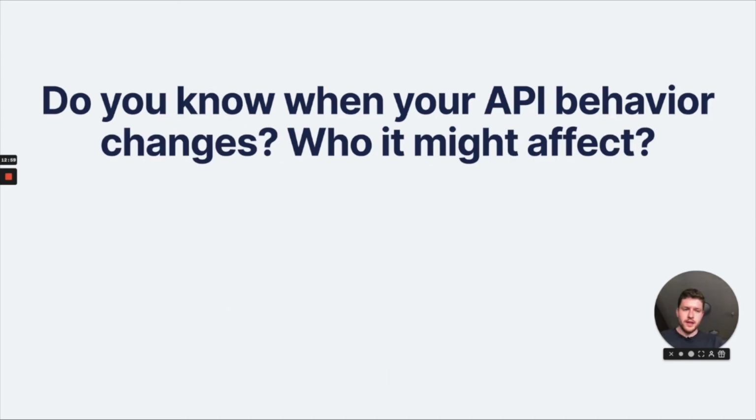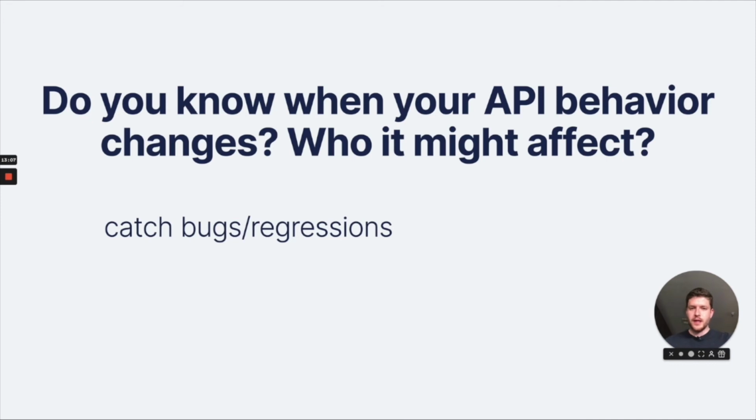Another really important question that you should ask yourself is, do you know when your API behavior changes and who those changes might affect? If you know when your API behavior changes, you can catch bugs, you can catch regressions way, way, way earlier in the process because you can see right there and then, hey, this line of code had this unintended consequence and it changed the API contract. So if you're able to see whenever your API changes, you will find these things early in the process and be able to fix them.